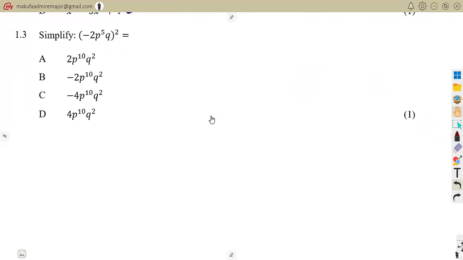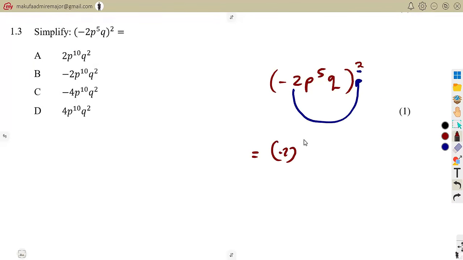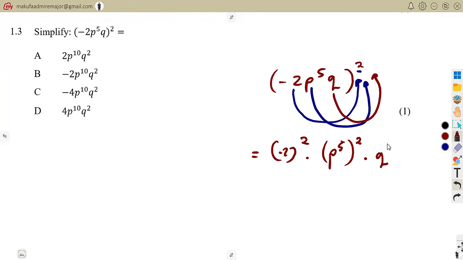Then on 1.3, we are asked to simplify this part that we are given, minus 2p to the exponent of 5, and there's q, everything raised to the exponent of 2. Remember, when the exponent is given, it is going to affect each and every term. The minus 2 is going to be raised to the exponent of 2. The p to the exponent of 5 is also going to be raised to the exponent of 2. So that's p to the exponent of 5 raised to the exponent of 2. Then the q is also going to be raised to the exponent of 2.